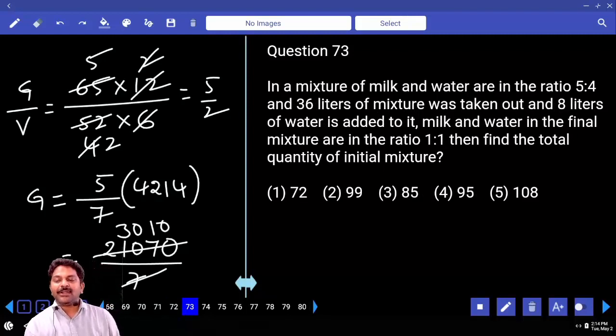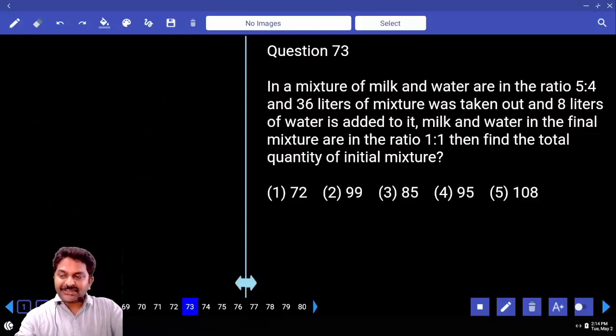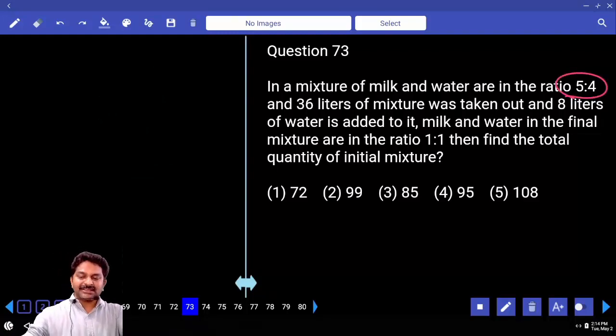A mixture of milk and water is in the ratio 5:4, and 36 liters of the mixture was taken out and 8 liters of water is added to it. Milk and water in the final mixture are in the ratio 1:1. Find the total quantity of the initial mixture. The answer must be a multiple of 9. 2 options are eliminated; we have to calculate, there is no other way.